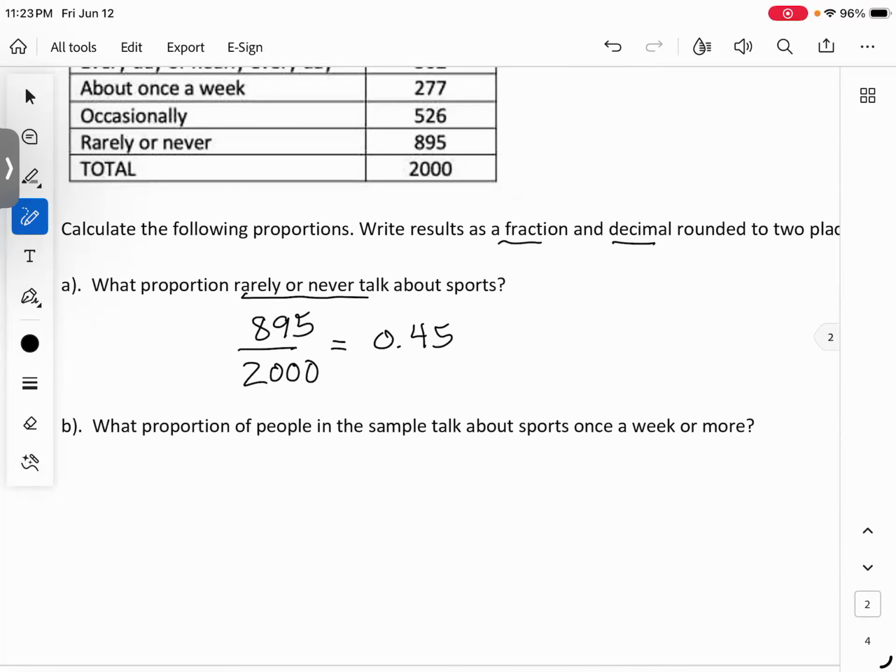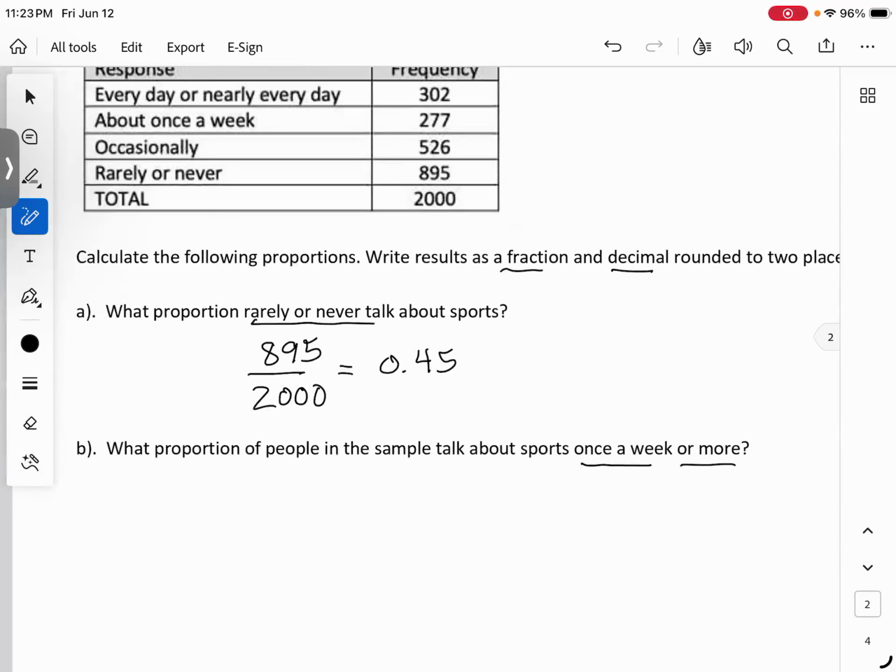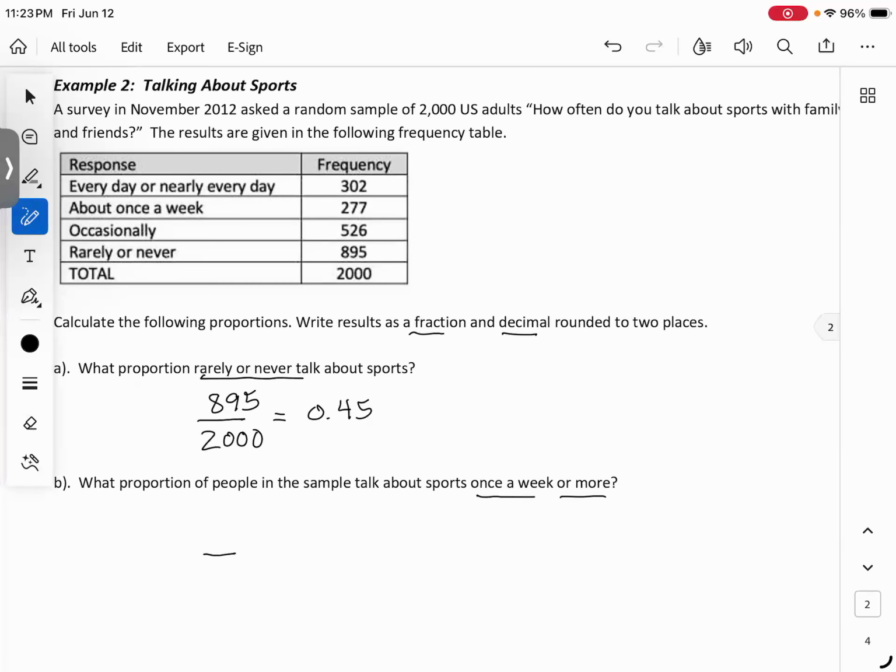Let's try another one. What proportion of those talk about sports once a week or more? Now it's still going to be out of the 2000. And notice that this exercise is not asking us to do the notation, so we'll skip that for now. But go up to the frequency table and look at how many talk about sports once a week, but then also more than that. So this one is going to lead you to do a little bit of addition because you're combining two groups.